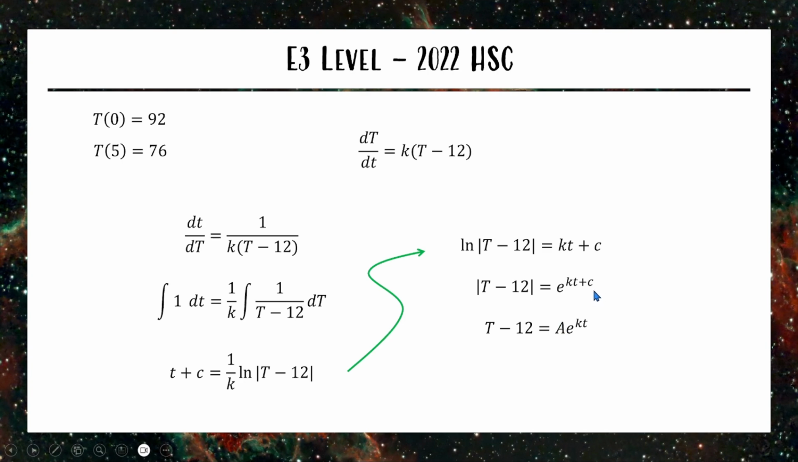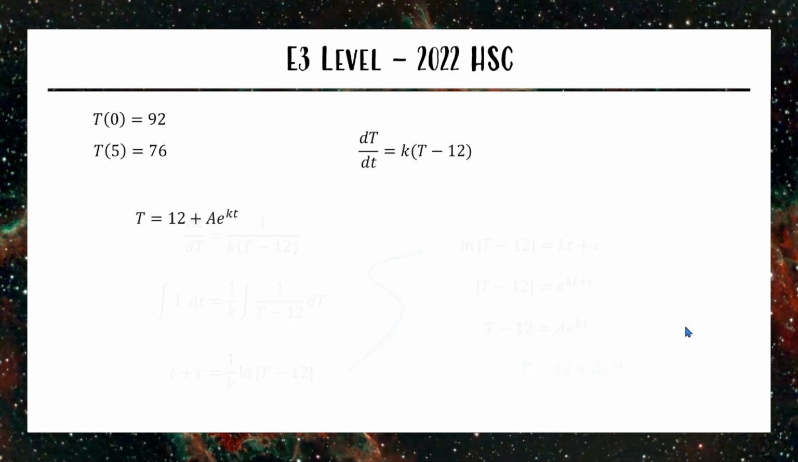And because e to the something is always going to be positive, we don't really need to worry about the absolute values anymore. We don't need the plus minus because the thing at the front is going to have to be positive. Okay, add the 12 across and we are starting to get towards our equation. This is what it looked like. It had a 12 at the front, it's got a thing at the front, and then we've got to figure out what k is. All right, so here's our equation.